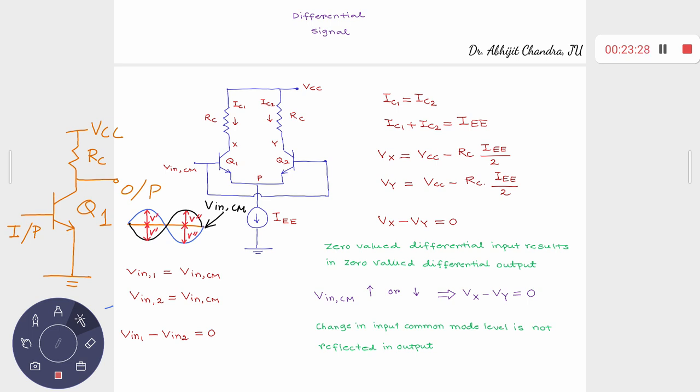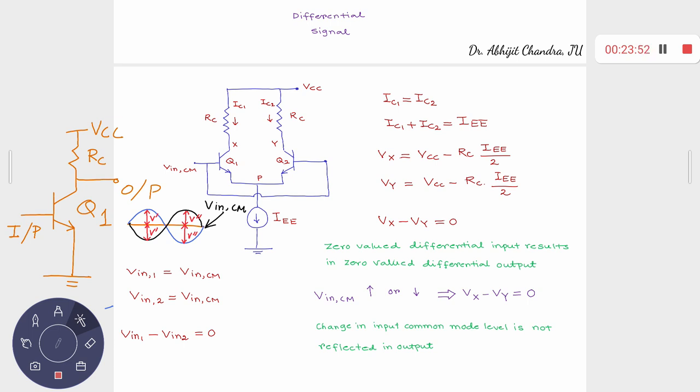Now, if this particular current source was not present in the circuit, then what happens? Let's assume that this particular point P is connected directly to the ground. There is no current source. So what happens? Depending upon the input common mode level, the input DC level, the corresponding base drive will be different. And accordingly, the current flowing through both of these two transistors will be different.